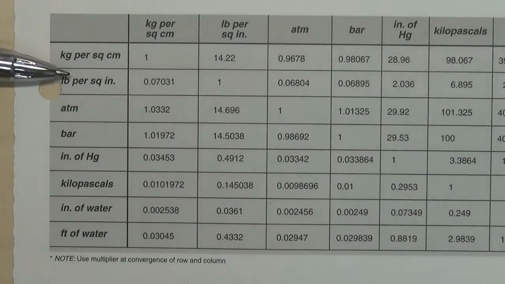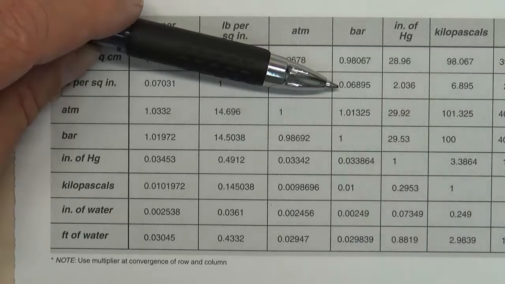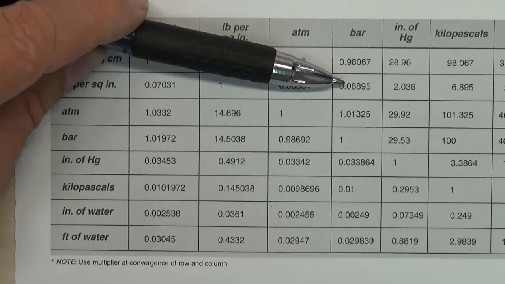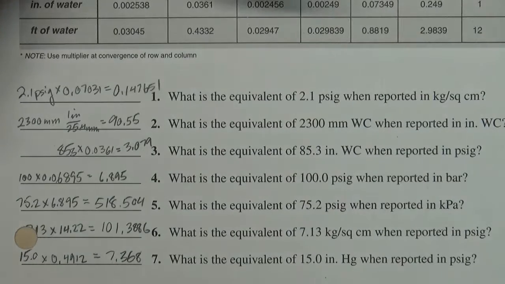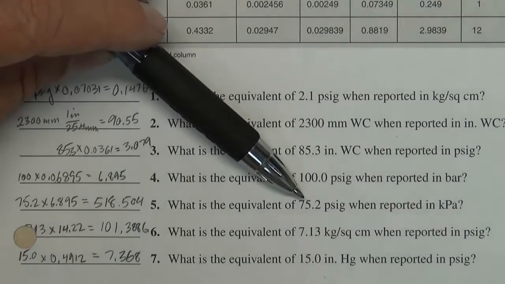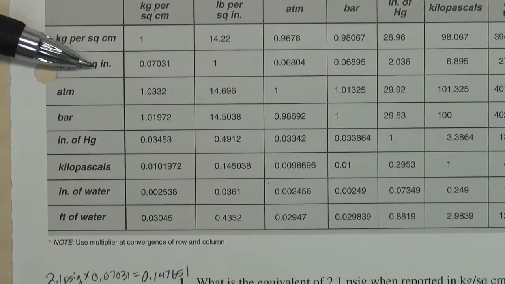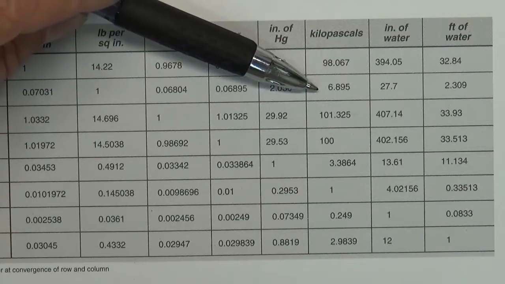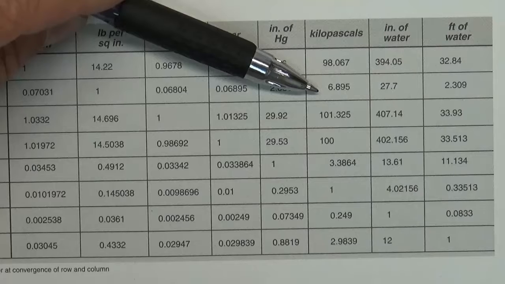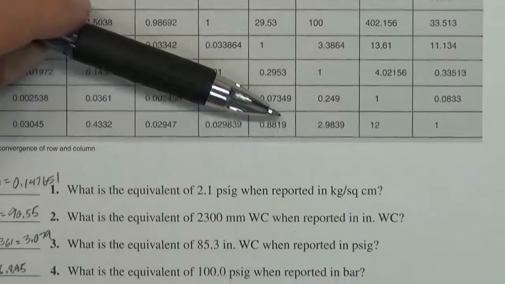Number 4, what is the equivalent of 100 psig when reported in bar? Let's go to the table. Here's pounds per square inch. 1 pound per square inch is equal to 0.06895. So I just take 100 times this number, and the answer is going to be 6.895. Okay, number 5. What is the equivalent of 75.2 psi gauge when reported in kilopascal? Here's my table, pounds per square inch, and I'm just going to go over here to kilopascal. 1 psi is equal to 6.895 kilopascal. So I just take 75.2 and multiply by this number, and you get about 518.5.